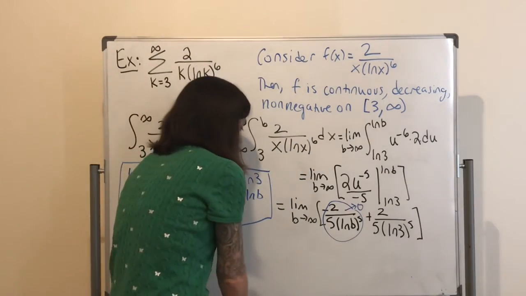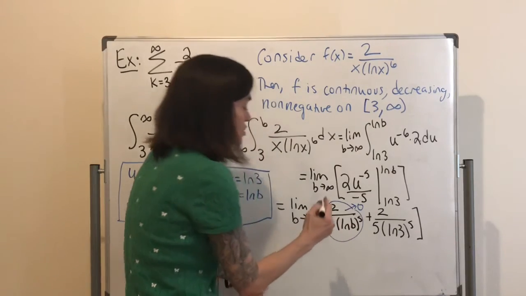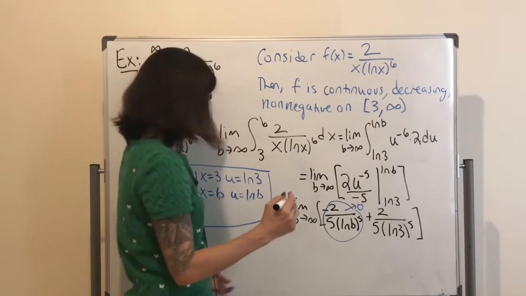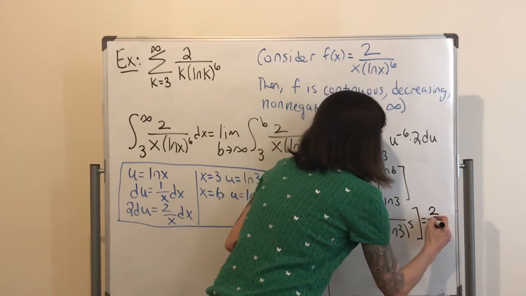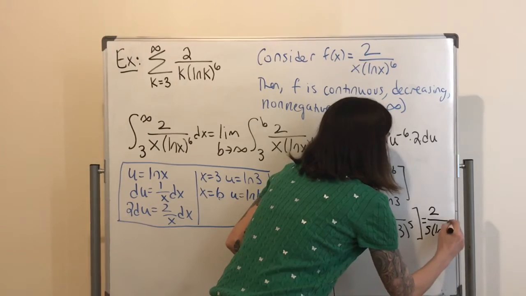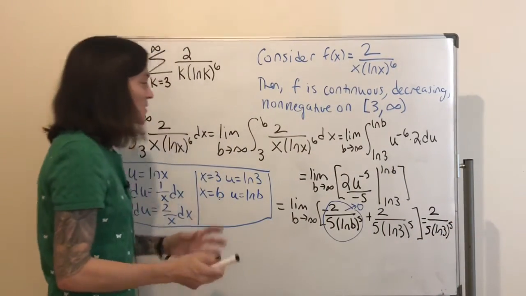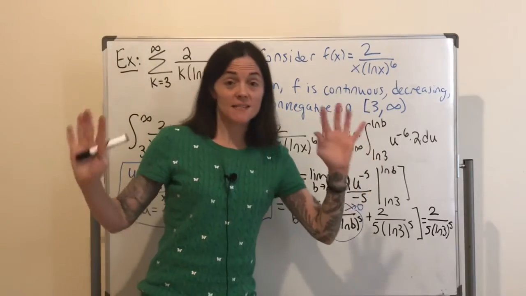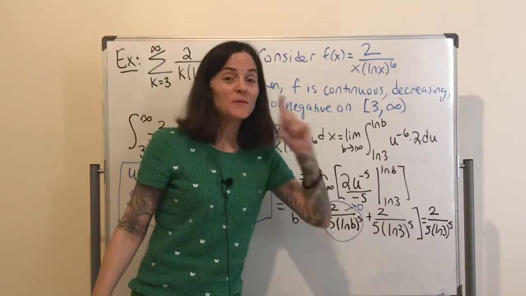And then we take the limit and we have just, okay, I think I have space. The limit is 2 over 5 ln 3 to the 5th. Okay, now, what does this say? It says the improper integral converges. In fact, this is the value.